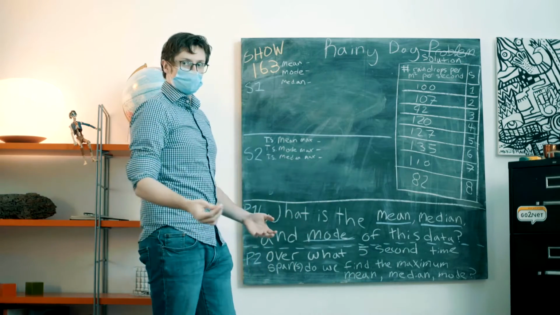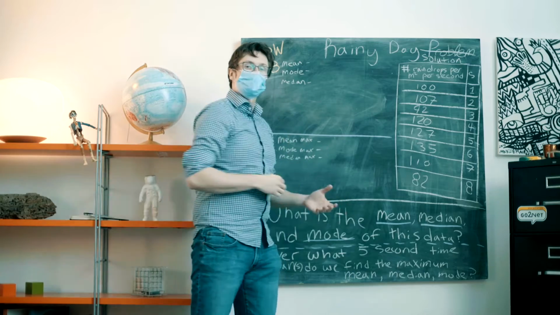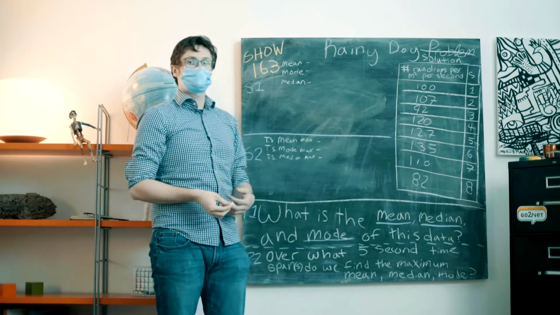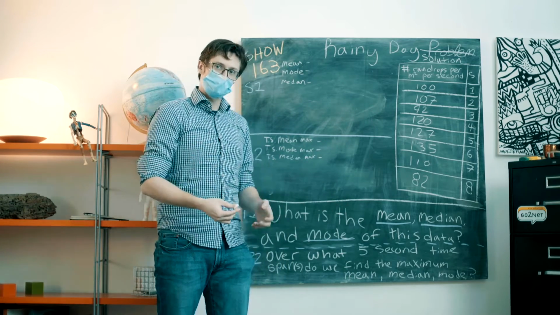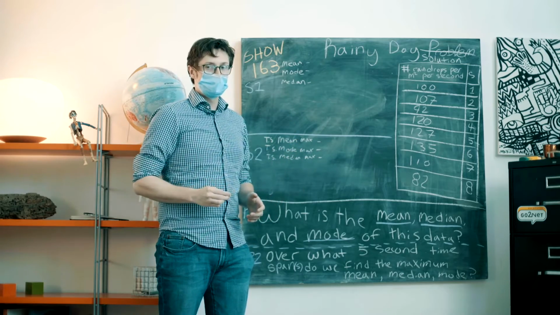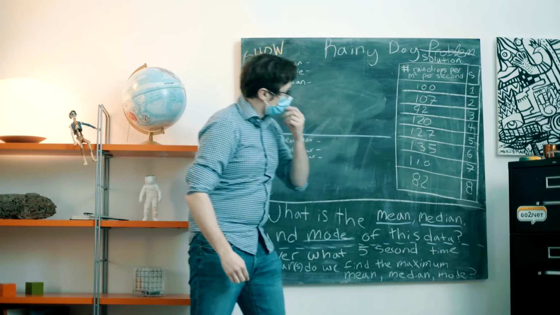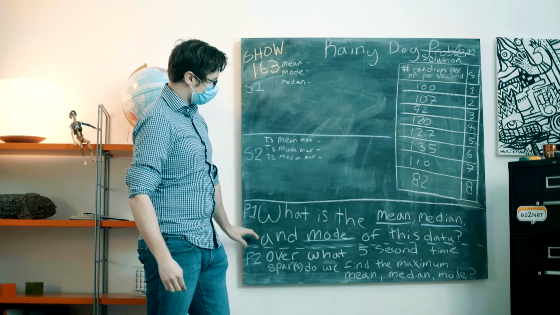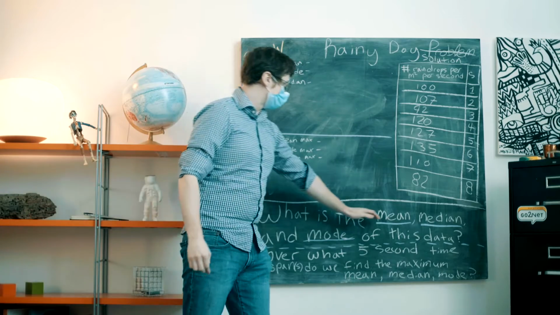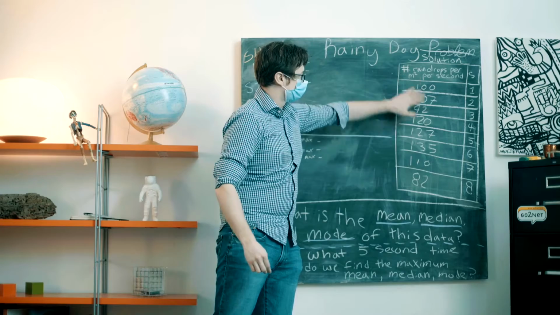the problem was we had some data. Okay, we were measuring rainfall, and particularly how many raindrops were falling on some platform that was 1 meter by 1 meter every second. And so we have our data here, up here, and the first question was, what is the mean, median, and mode of this data?